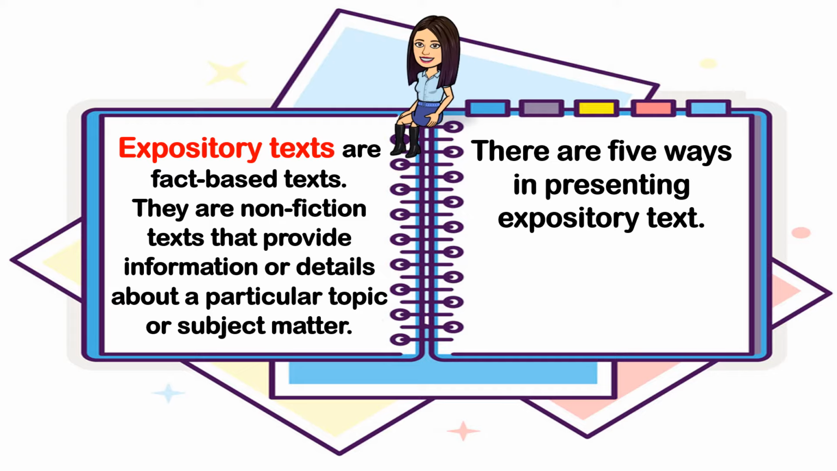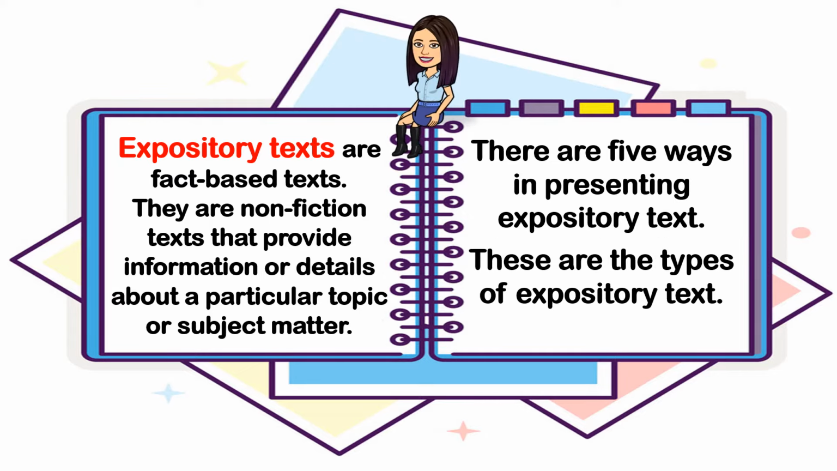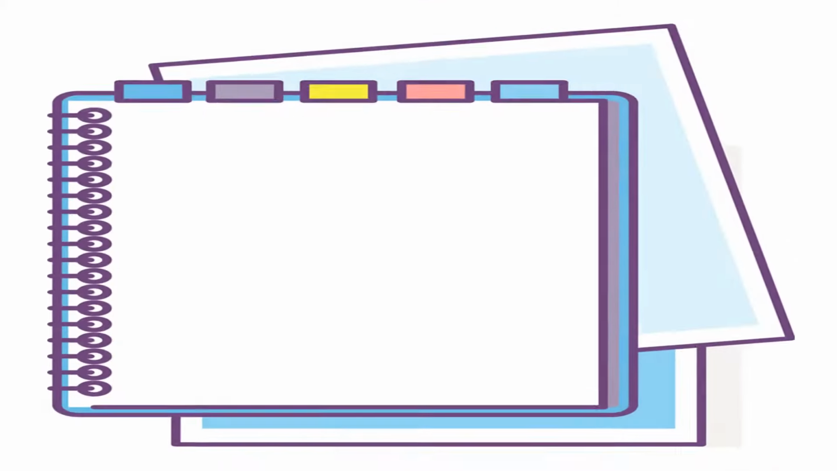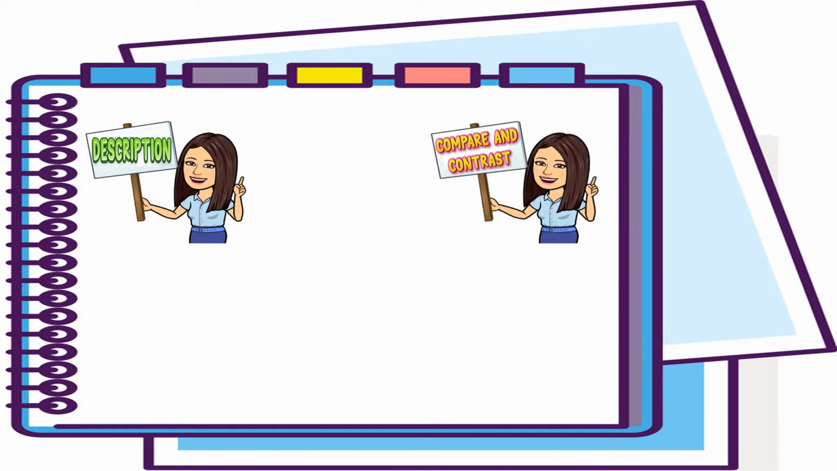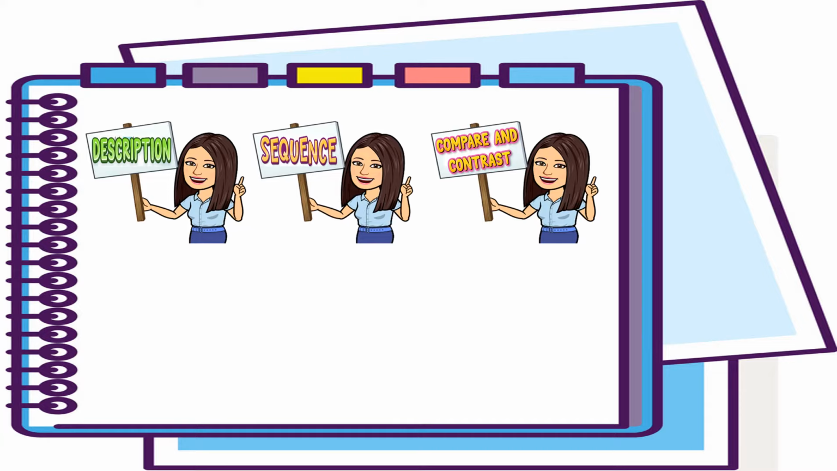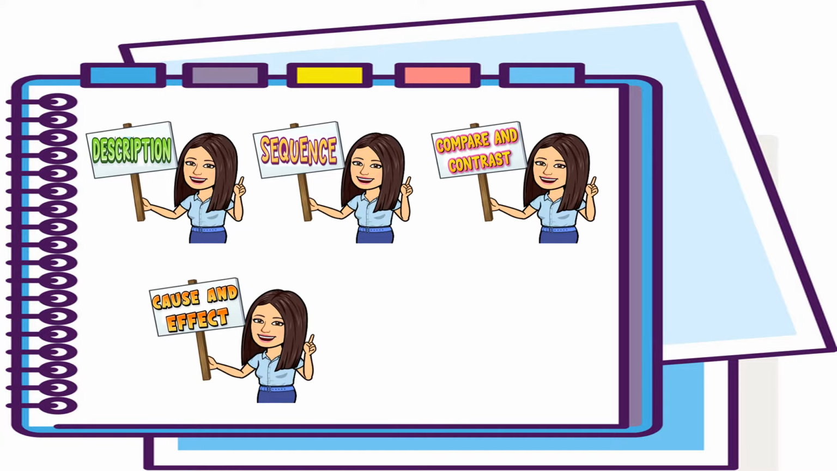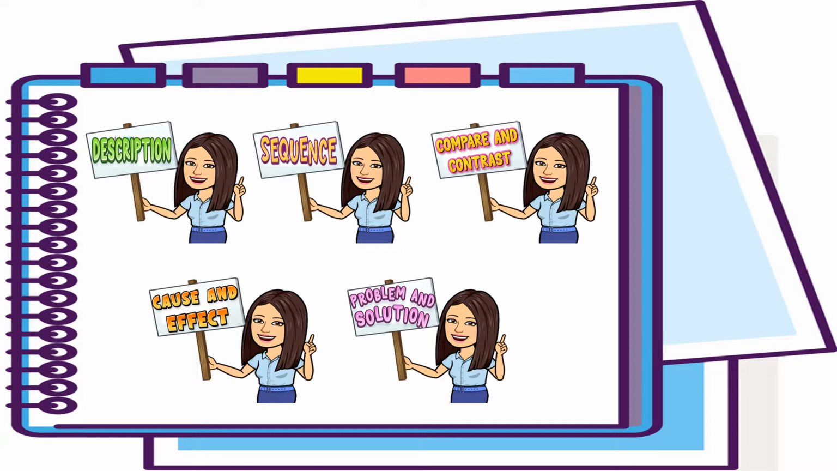There are five ways of presenting expository text. These are the types of expository text: description, compare and contrast, sequence, cause and effect, problem and solution.